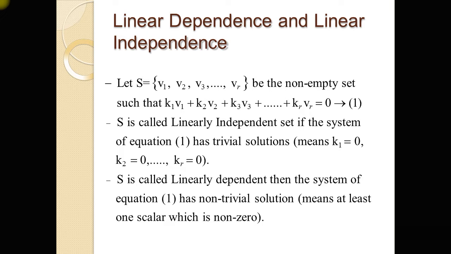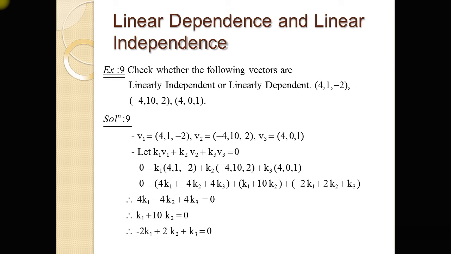If the scalars k1, k2, k3 up to kr have only the zero solution, then the vectors will be linearly independent. And if the scalars k1, k2 up to kr have a non-trivial solution, then the vectors will be linearly dependent. Now you see over here, this is an example to check whether the following vectors are linearly independent or linearly dependent.